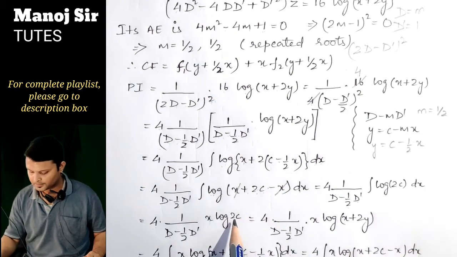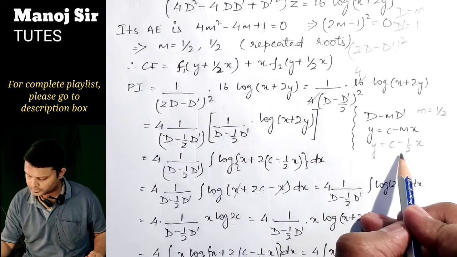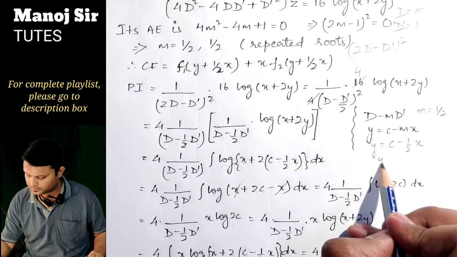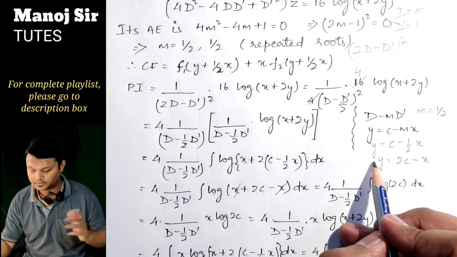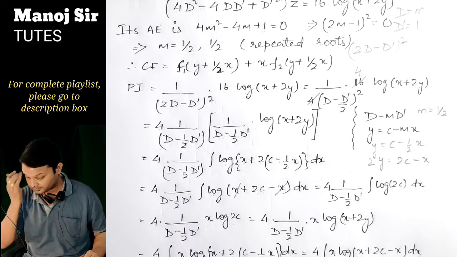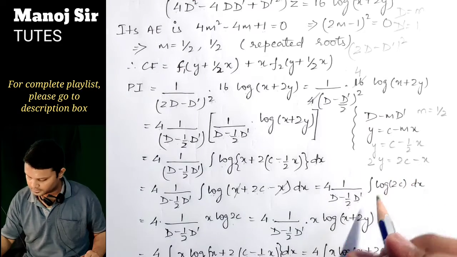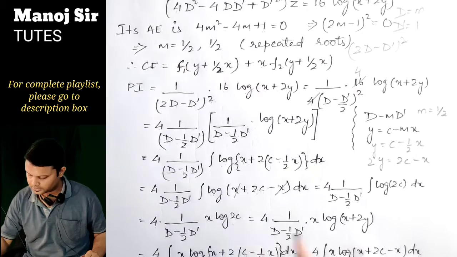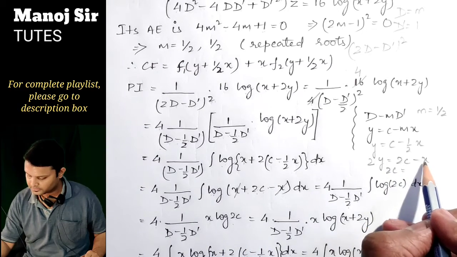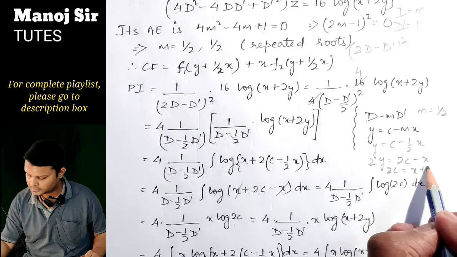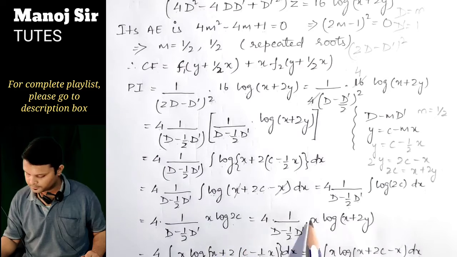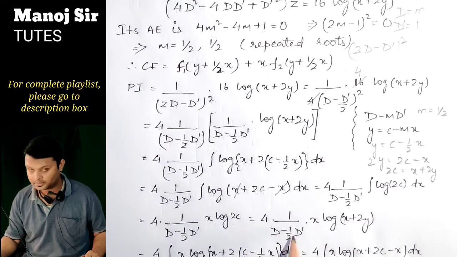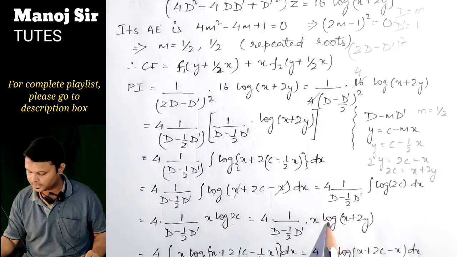Now after integration we need to replace this c, okay. So if you take 2 as LCM, this will become y equals to (2c − x)/2. Now if you take that LCM to the left hand side, you will get 2y = 2c − x. So here we have 2c, so in place of 2c we can write x + 2y. So here 4 into 1 upon (D − ½D′), here we have x into log of x + 2y.